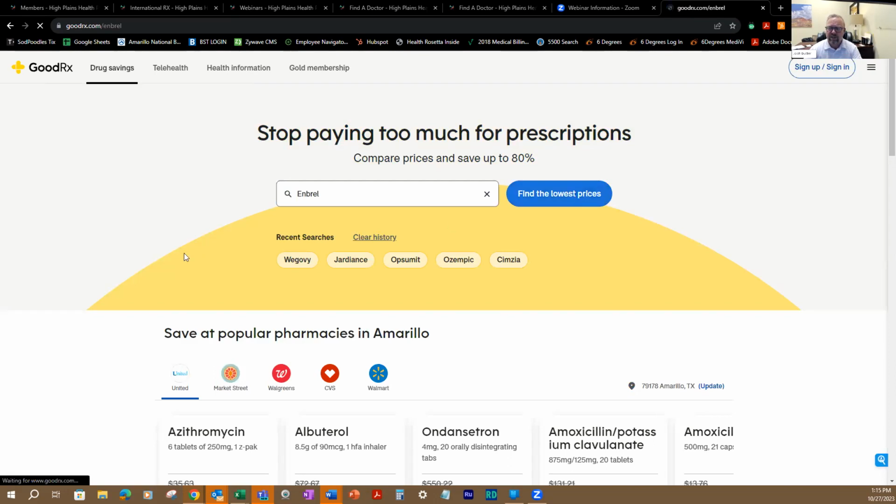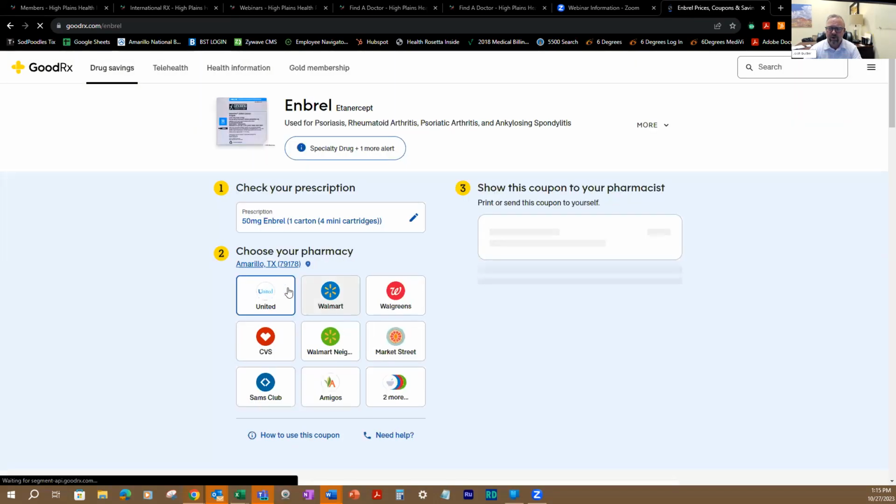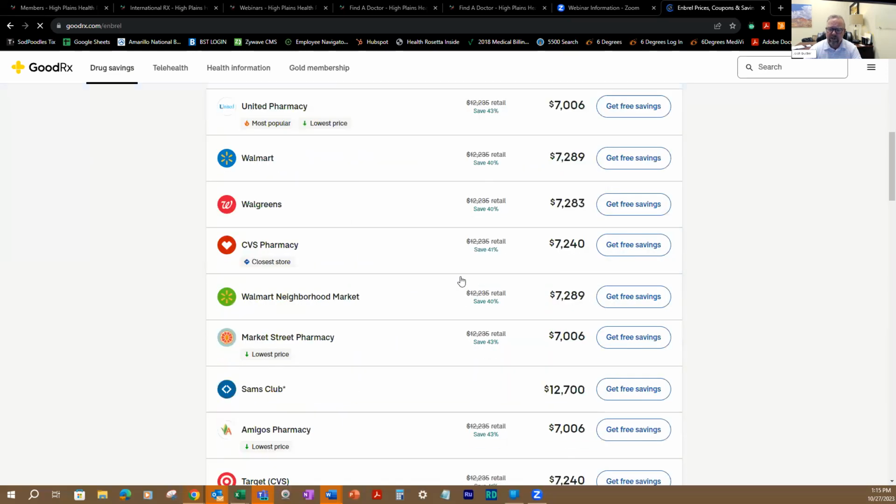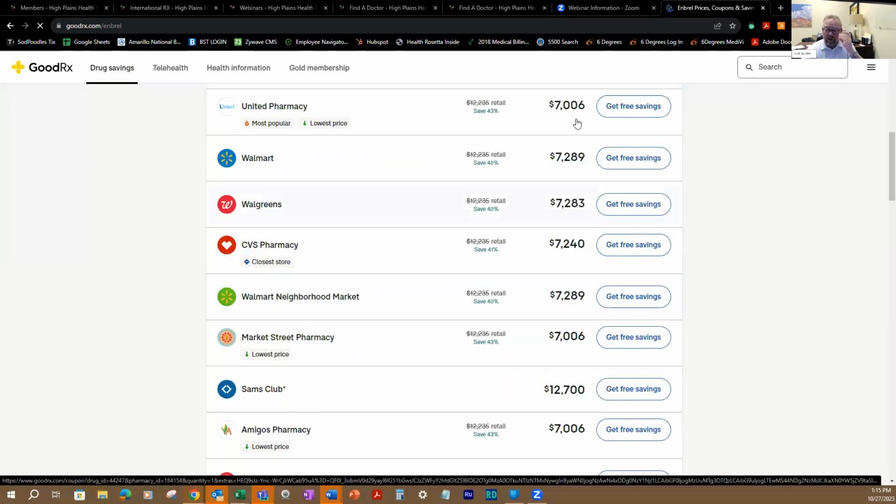As you can see, even through GoodRx, we'll just go and look at the 50 milligrams. You can see that this drug is right around $7,000 a month at most pharmacies in the US. That's extremely expensive. It's $85,000 a year. Now, you're not paying $85,000 a year.